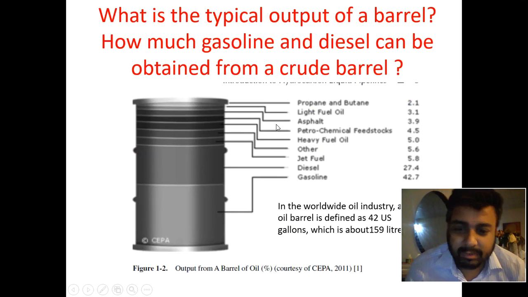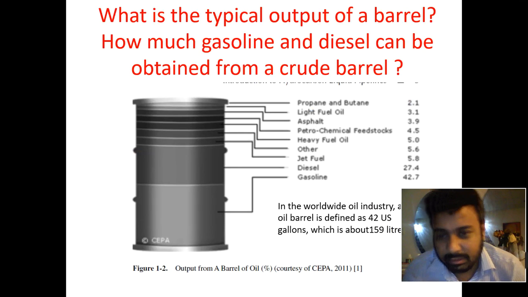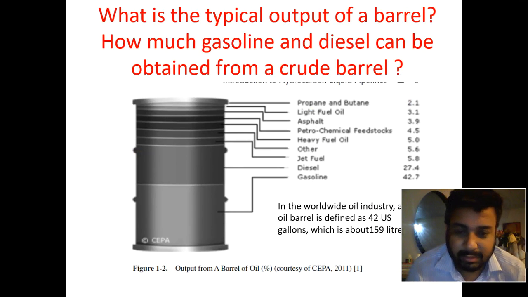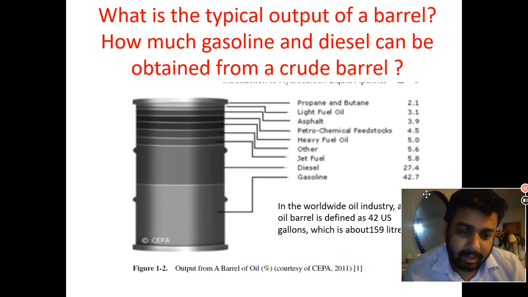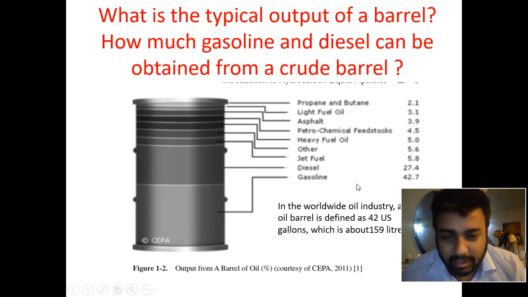First of all, let's look at the output of one barrel. For example, if you get 1 barrel of oil, how much benzene, as you call it here in Kurdistan, or gasoline in normal terms, are you going to produce? So, for example, if you have 1 barrel, 42% of it is gasoline, 27% of it is diesel, and 5.8% is jet fuel. Normally, in cars and trucks, we are going to use gasoline or diesel.